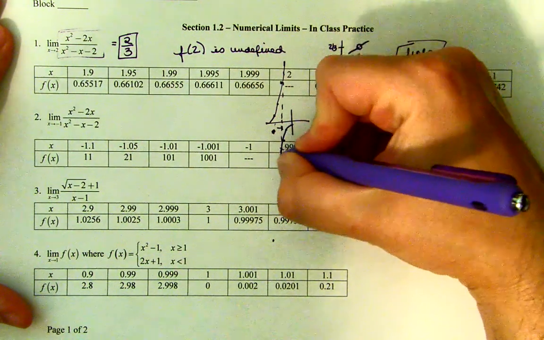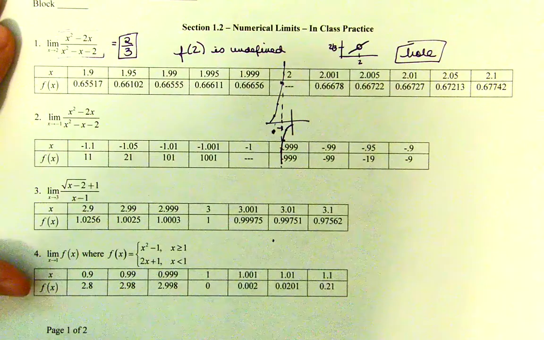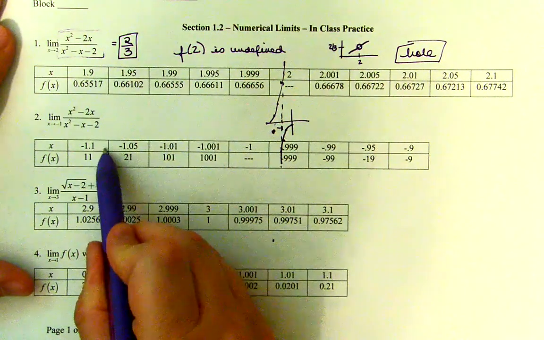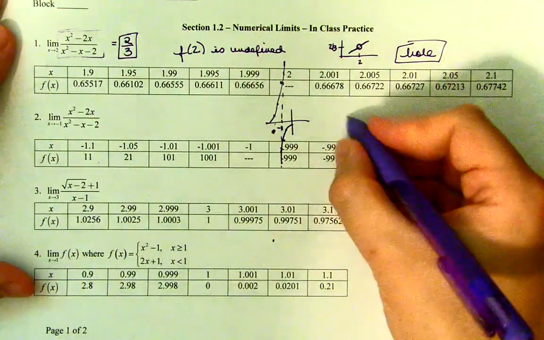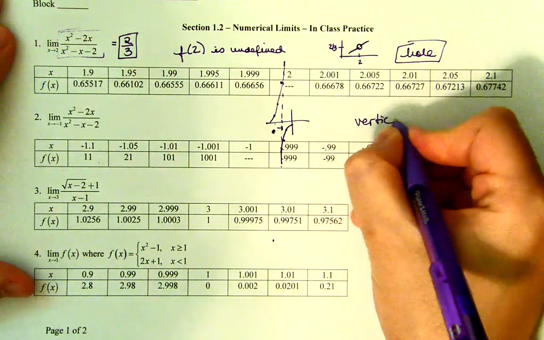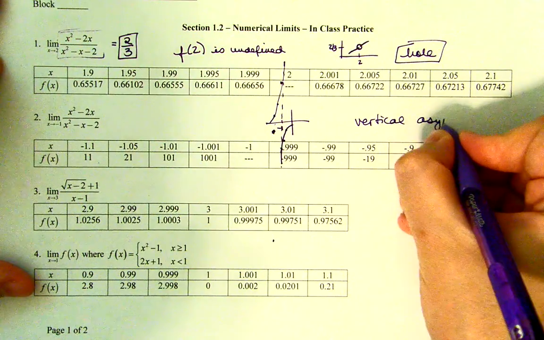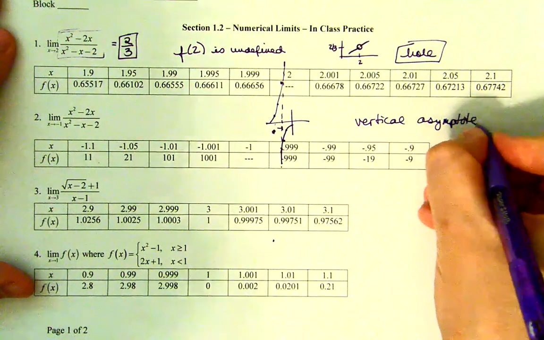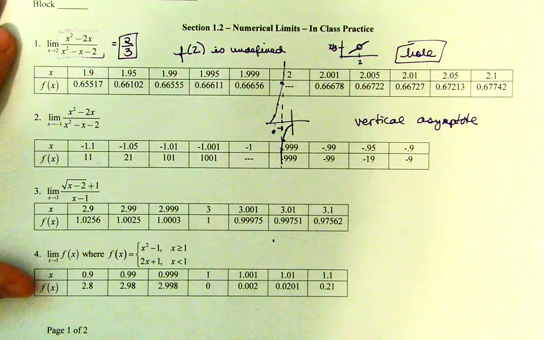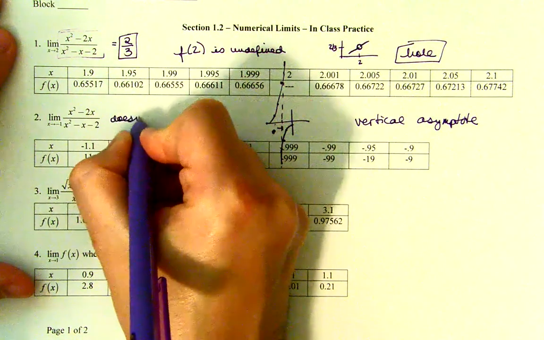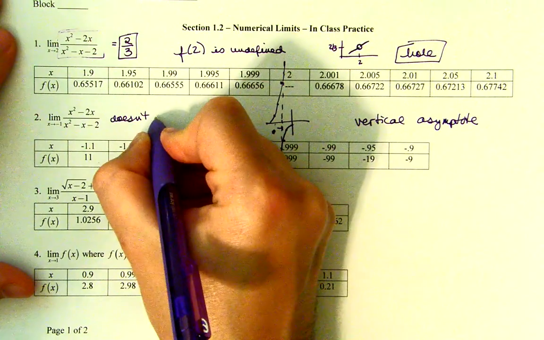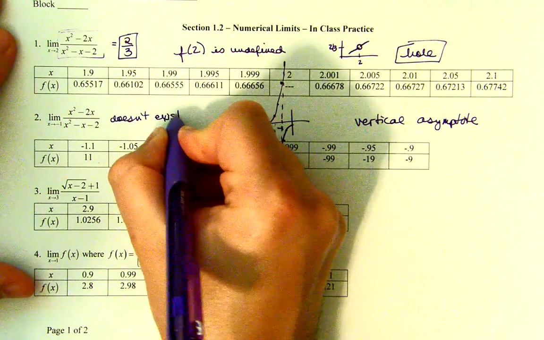This is what your table is going to look like when there's a vertical asymptote, when small changes in the x's lead to really big changes in the y's. There's a vertical asymptote happening there. What's the limit? Well, there is no limit. That limit does not exist because I'm going way up to the left and way down to the right. Doesn't exist.